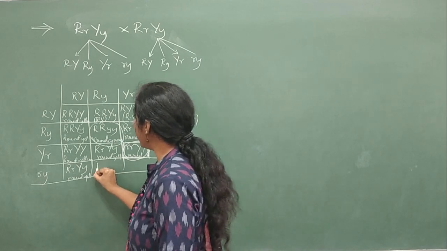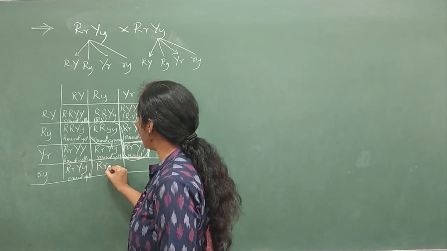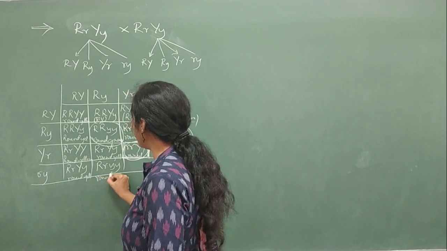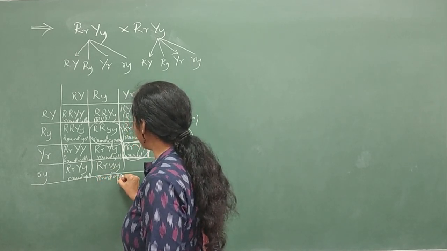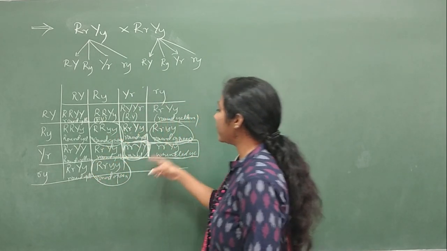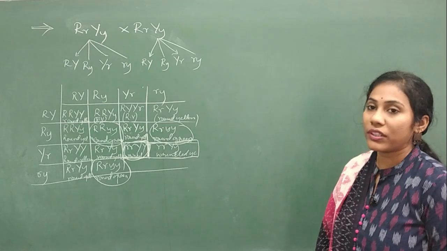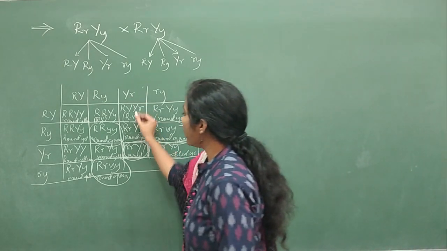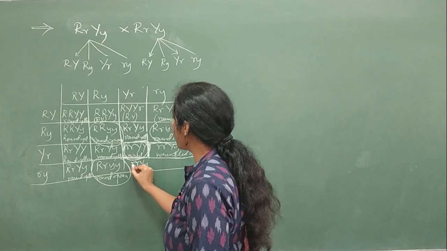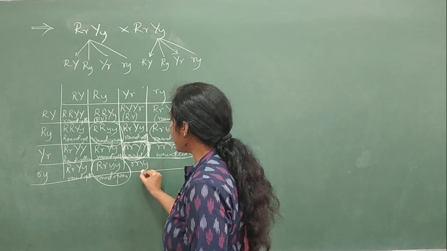And next one would be capital R, small y, small y. So this is round green category again. Say here we had already got 2 varieties of round green. Now the third variety of round green we had got. Next one would be R, R, Y, Y. So what is this, guys?